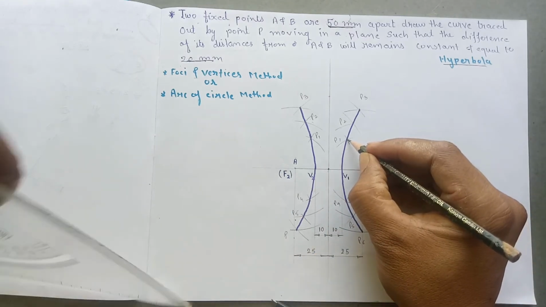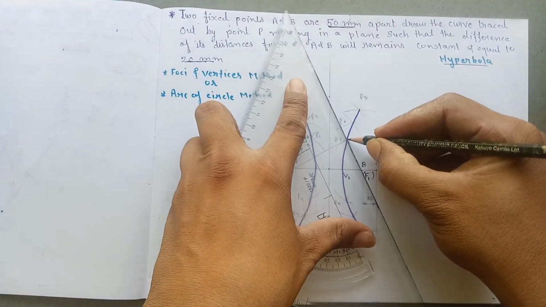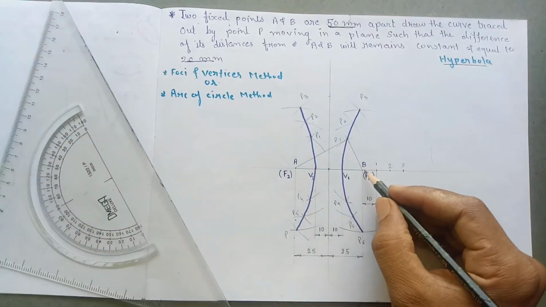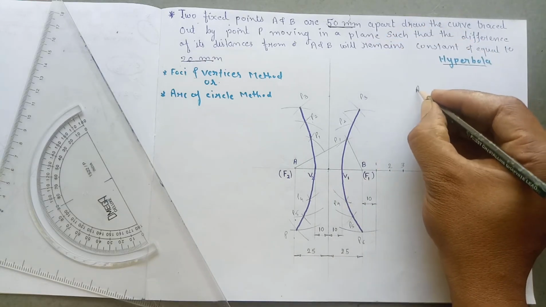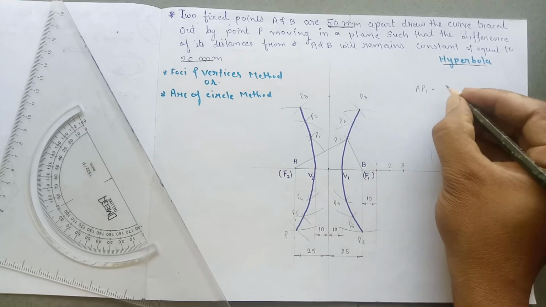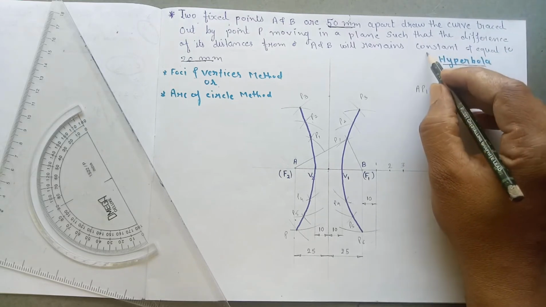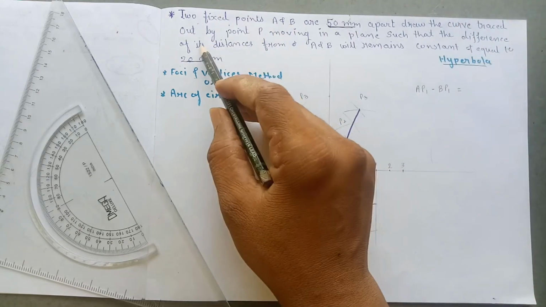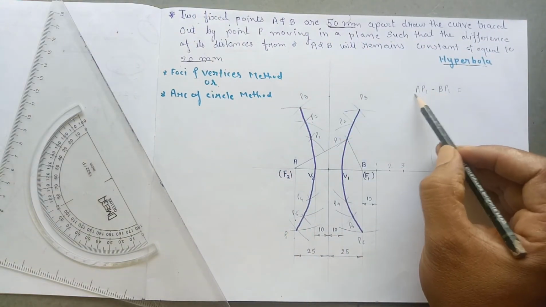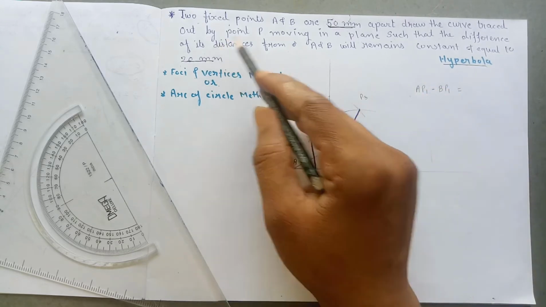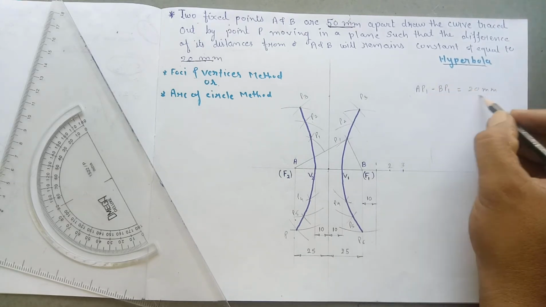So what we have to do? We have to measure the distance of A to P1 and B to P1, because A and B are the fixed points and P is the moving point. So the statement says that AP1 minus BP1 remains constant. That means the point P moving in a plane such that the difference of its distances from A and B will remain constant and equal to 20 mm. So we have to prove that the difference will be equal to 20 mm.